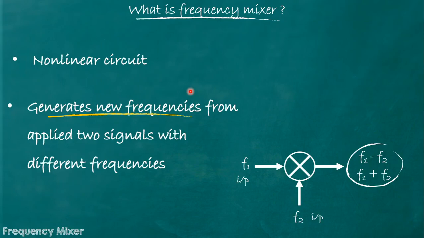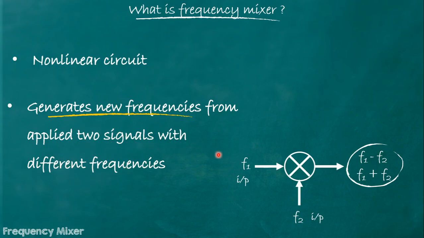So frequency mixture is nothing but a non-linear circuit. It generates new frequencies from applied two signals with different frequencies. So frequency mixture generates new frequencies from where? From the applied two signals, and these two signals are having different frequencies.